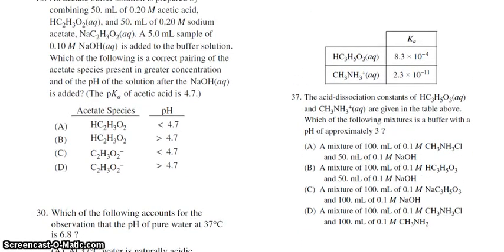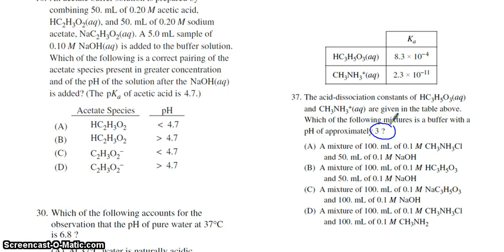Let's do this one. Let's do 37 on the right side. So here we have two acids, and along with their Kas. And that's what they've told us. The Kas of this acid and this acid are given in the table above. Which of the following mixtures is a buffer with a pH approximately of 3?